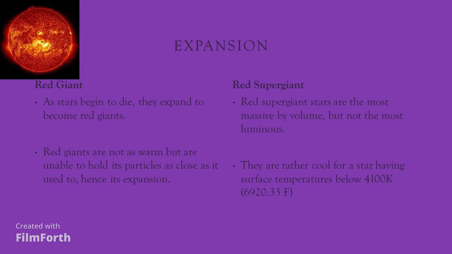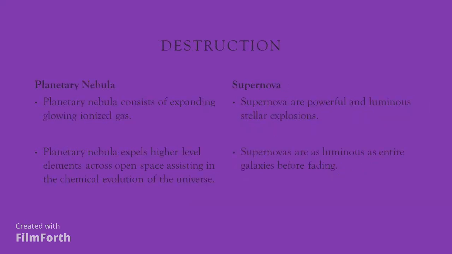Now, massive stars become red supergiants, so even larger giant stars. And these supergiant stars are the most massive by volume, but not the most luminous, right? They're not expelling as much light or energy as these other stars are. And they are rather cool for a star, having a surface temperature below 4,000 Kelvin, which is about 6,000, almost 7,000 degrees Fahrenheit. So that's cool for a star, right? That'd be really warm for us.